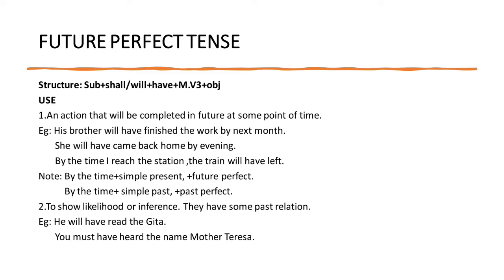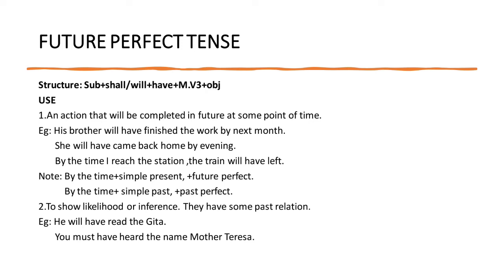In continuous, the action was basically going on in future. But in the case of future perfect tense, the action will be completed in future at some point of time. Let's see the example to make it clearer. His brother will have finished the work by next month. She will have come back home by evening.